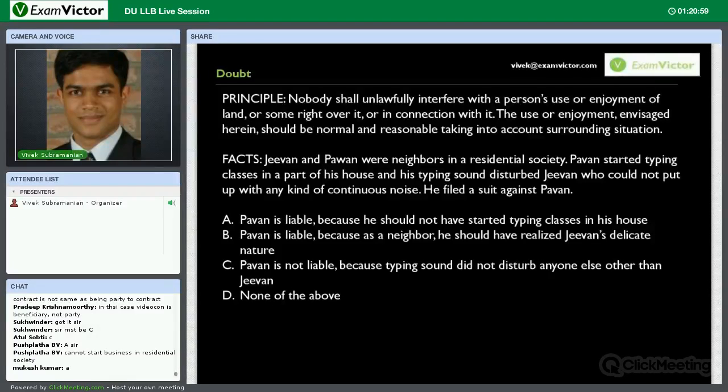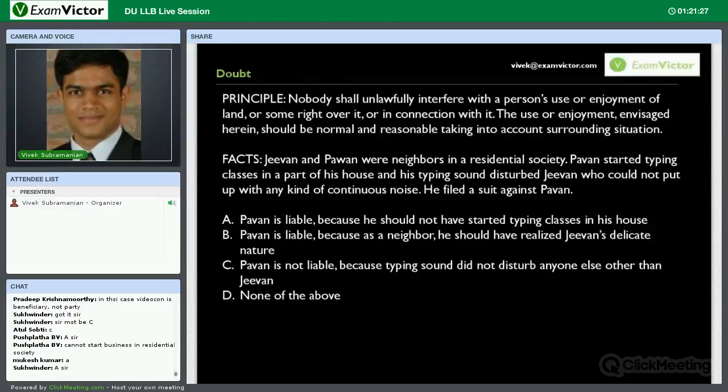B is not correct because it says that as a neighbor he should have realized Jeevan's delicate nature. So the principle does not speak about such peculiar circumstances of one particular neighbor. Jeevan may be delicate, may not be delicate. That is not really relevant. What is relevant is whether Pawan is using the property in a normal and reasonable way.